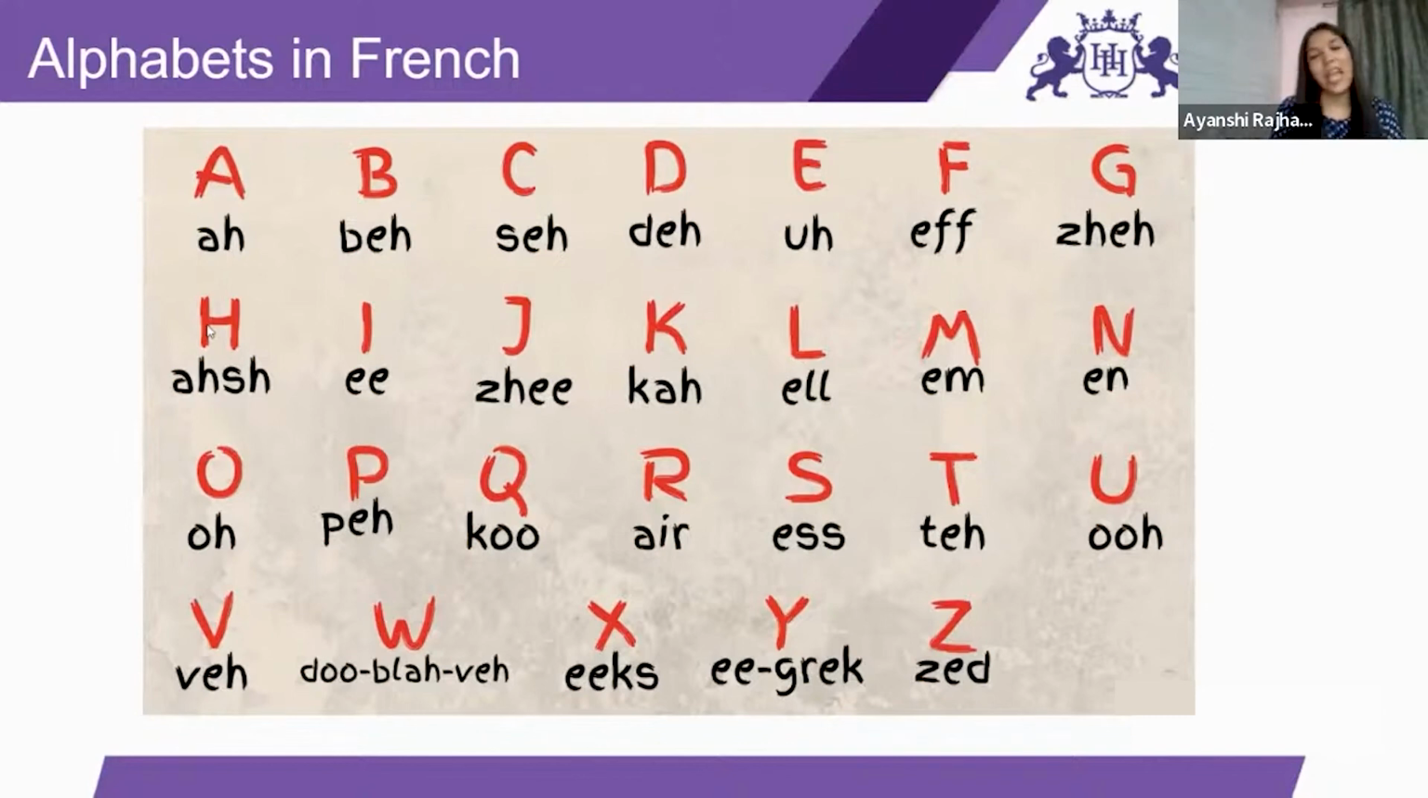And last but not least, the next alphabet is the Z. The pronunciation of Z in French is Z. Okay, not saying a "d" at the ending. Z. Okay, guys, this was it about the alphabets.